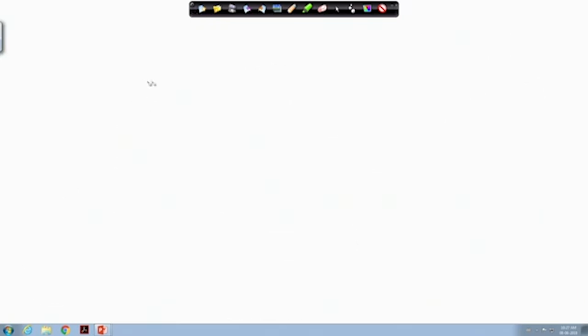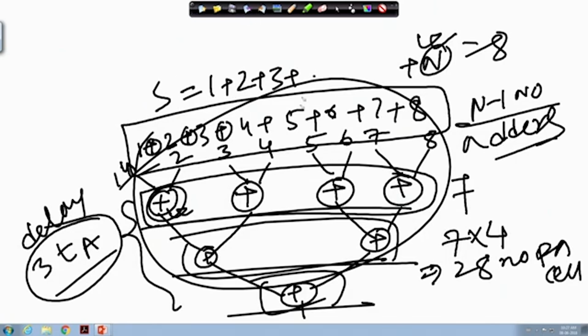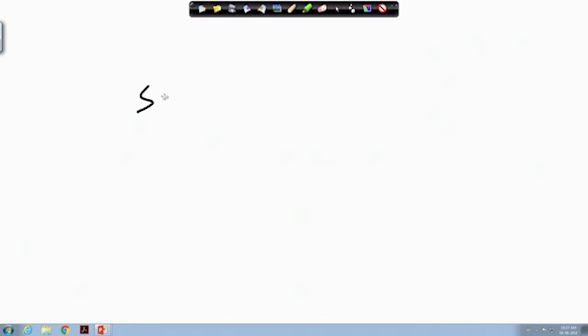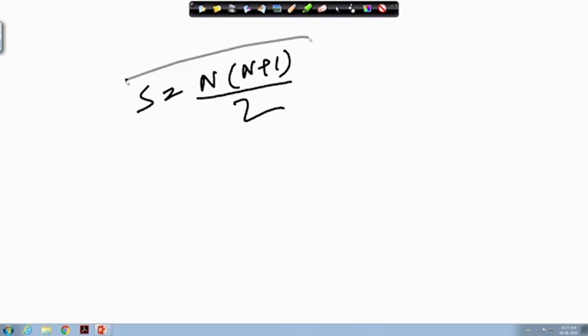Okay. So, this expression I can write in another form, where S equals n into n plus 1 by 2. This is the expression for the summation of n natural numbers.